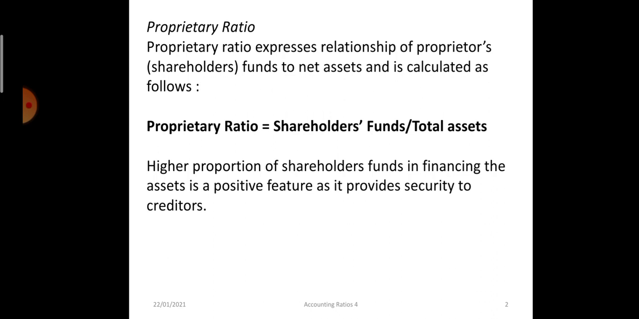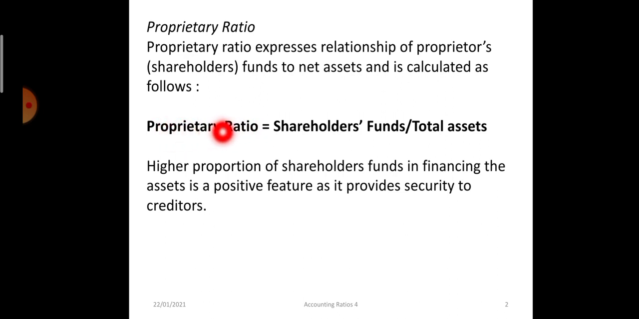This ratio expresses the relation between the proprietor, that is shareholders fund, and the assets, net assets. So the formula is proprietary ratio is equal to shareholders fund divided by total assets. Capital employed can also be used instead of total assets, but it is preferable that we use total assets.